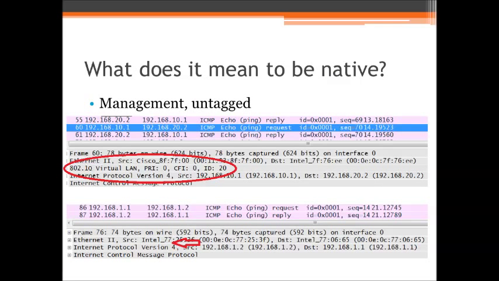So what does it mean to be a management VLAN or a native VLAN? Well, it's quite simple. It means that your frames, when they're going across the trunk, are not tagged. And what does this do for us?